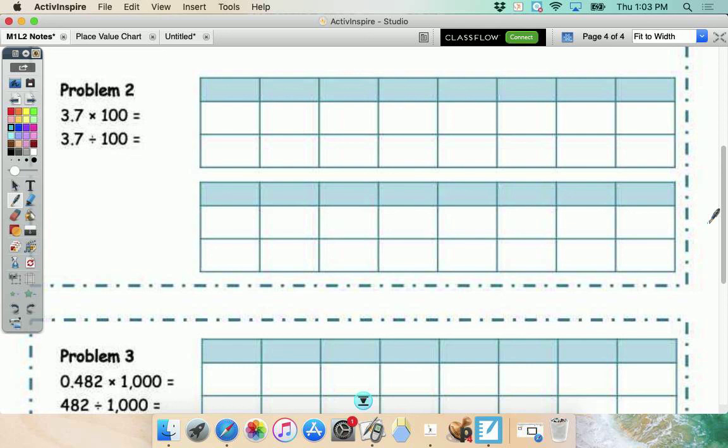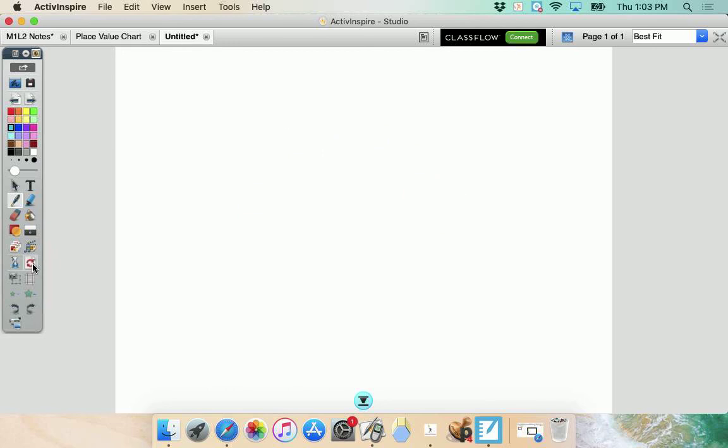Okay, so now we got 3.7 times 100. Can I use the zero trick? No, there's a decimal in the number. So clear your iPad screen, write 3.7, and if we're multiplying by 100, which way do I move it? Look at your anchor chart. Right. So you're going to move the decimal to the right. How many places? 2.